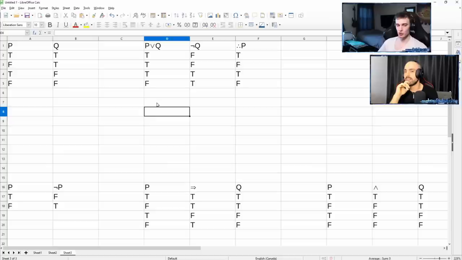Like, if you had three premises, you'd need three T's and a false conclusion. The point is just all of the premises true and the conclusion false. If you had eight premises, it would be eight T's and a false conclusion. And that's the only time it would be invalid. Yep, that's right.